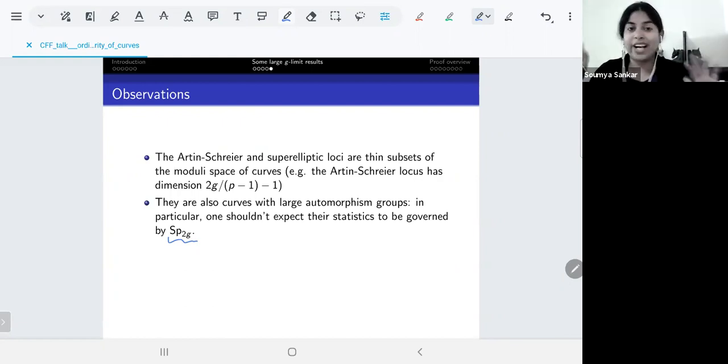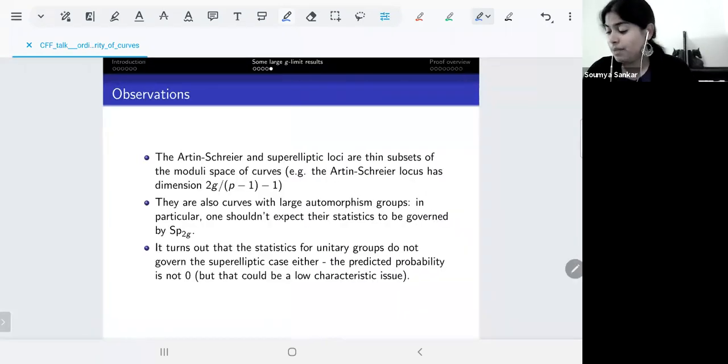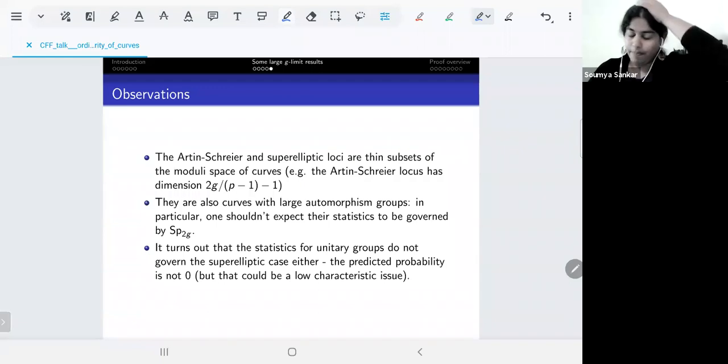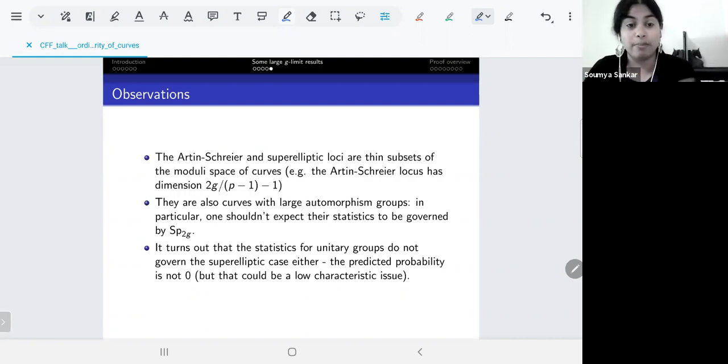So far we haven't violated the CEZB heuristics. But sadly, what it turns out is that maybe for Artin-Schreier curves it's a little trickier, but at least for superelliptic curves, maybe you want to say that unitary groups govern the statistics of this kind of thing, right? In the superelliptic case, and it turns out that that doesn't work either.